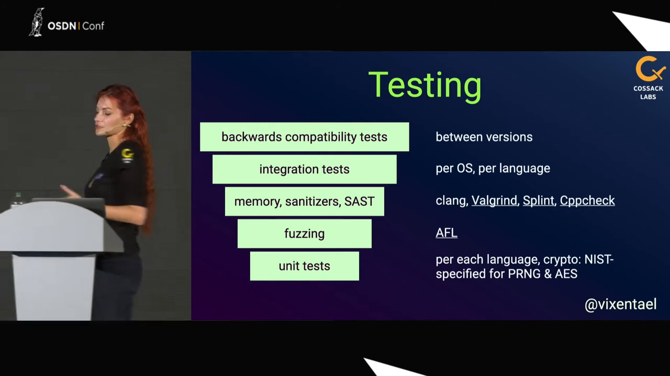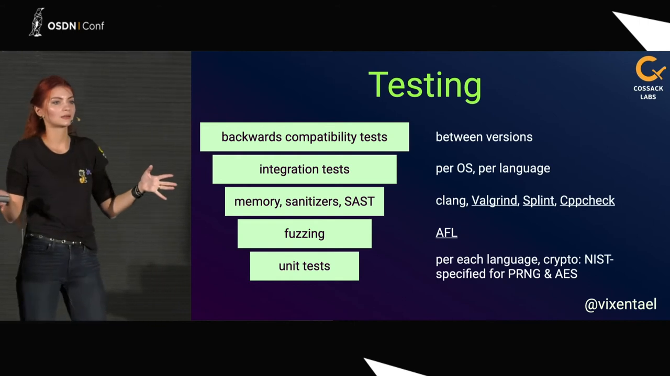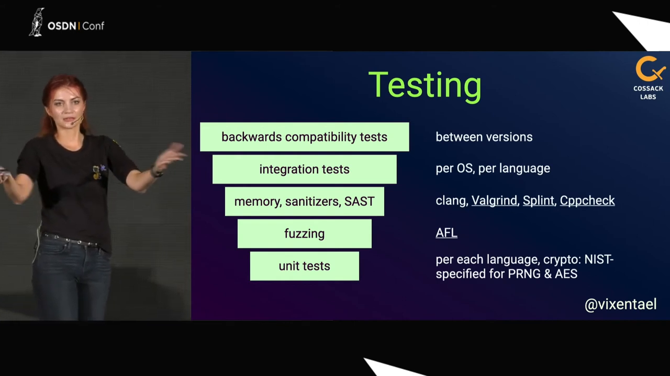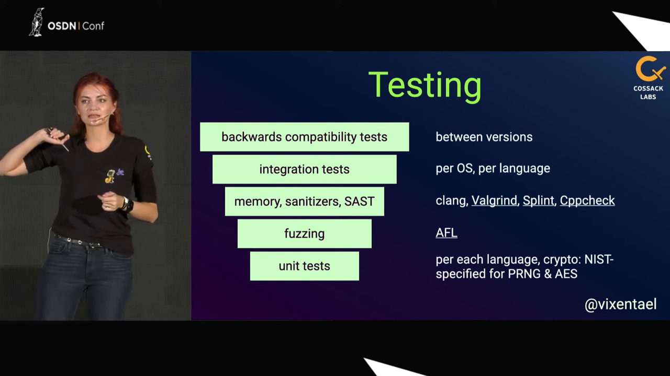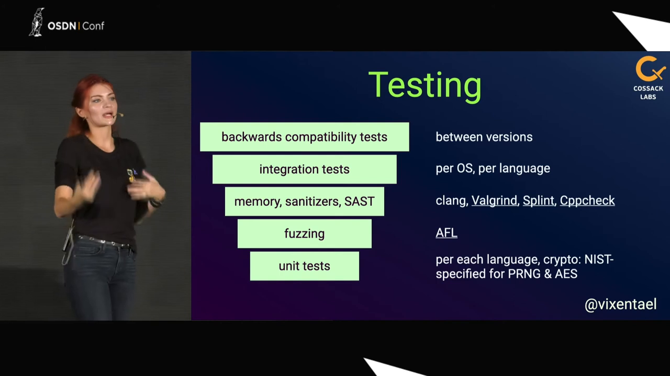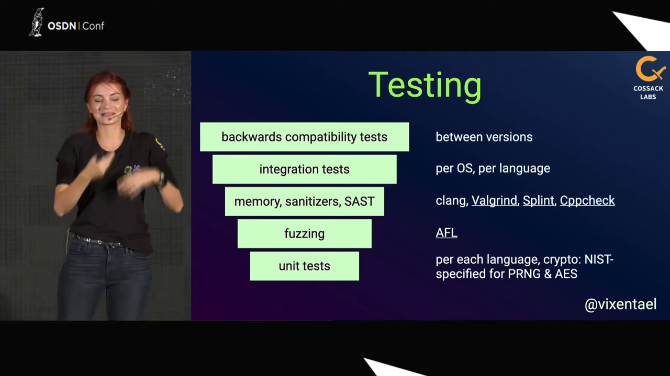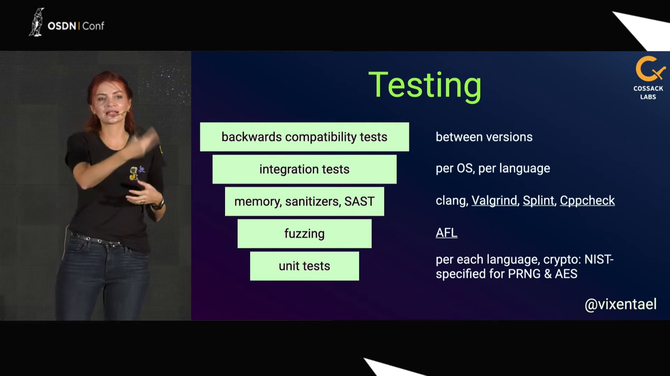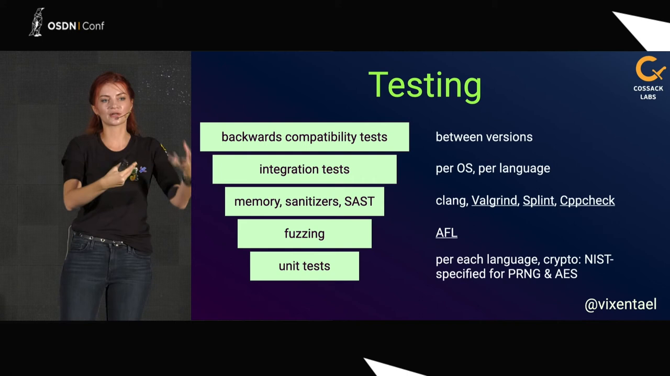Then we use a lot of fuzzing. We are big fans of fuzzing. Raise your hand if you know what fuzzing is, if you ever used that. Okay. For those who don't know, fuzzing is like automated testing, where you use a fuzzing tool and it will try to randomize inputs in your functions.